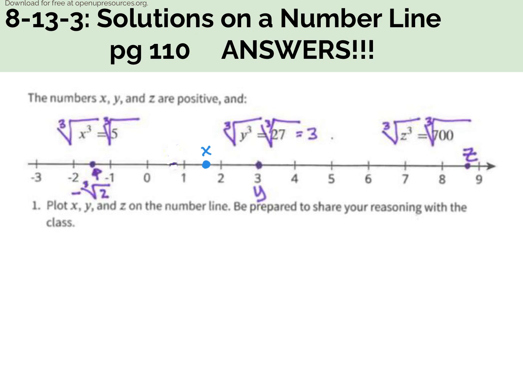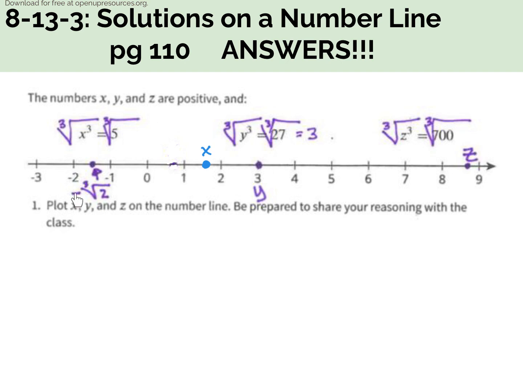All right, here are the answers which you should have had. Remember that cubes and cubed roots cancel each other out. So x is going to equal the cubed root of 5. That should be between 1 and 2, so it sits here. Cubed root of 27: what number multiplied 3 times by itself makes 27? That is 3, so y is here. And then the cubed root of 700 is going to be between 8 and 9, so that sits here at z.